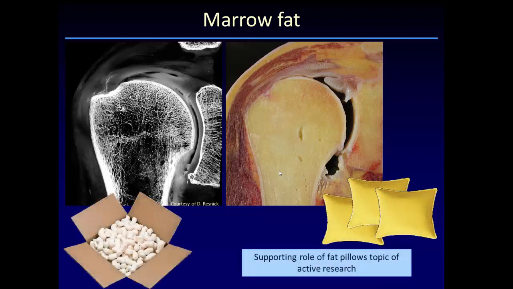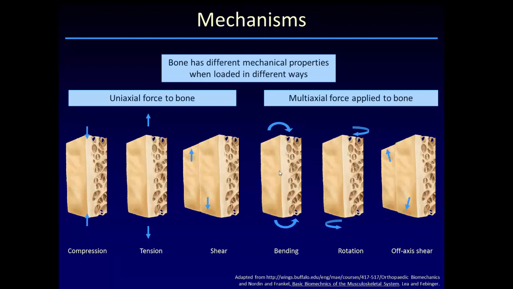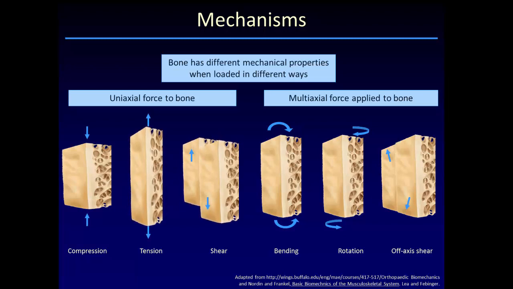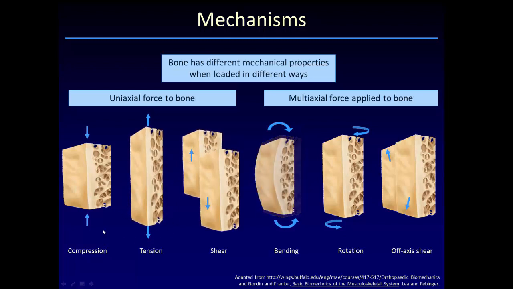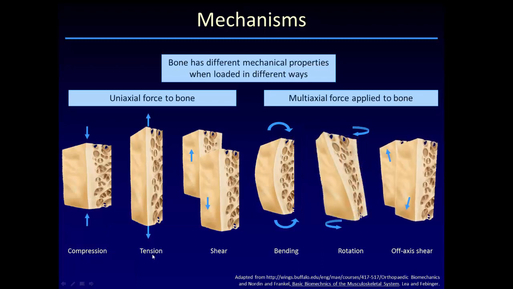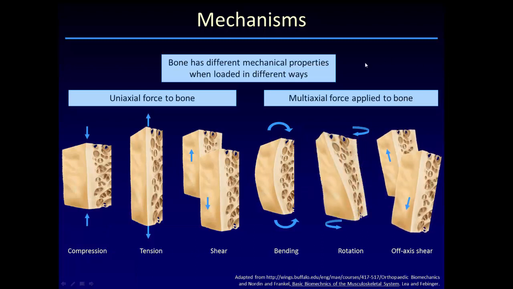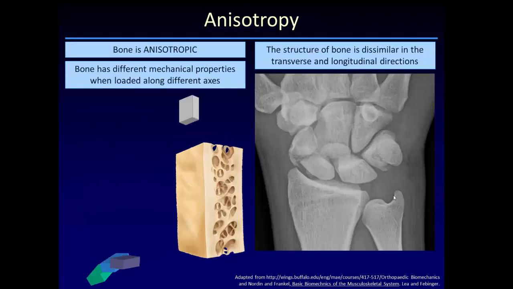So as we look at all of these materials, it's important for us to understand how it is that the bone will fail. And we can look at the basic mechanisms by which bone can fail, and we divide them into uniaxial forces, where the force is in one direction: compression, where the bone is shortened, tension, where the bone is lengthened, or shear. Or we have multiaxial, more complex forces such as bending and rotation and off-axis shear that can lead to bony failure. So these may of course be combined, but these are the simple mechanisms that I will be referring to for the rest of this lecture.